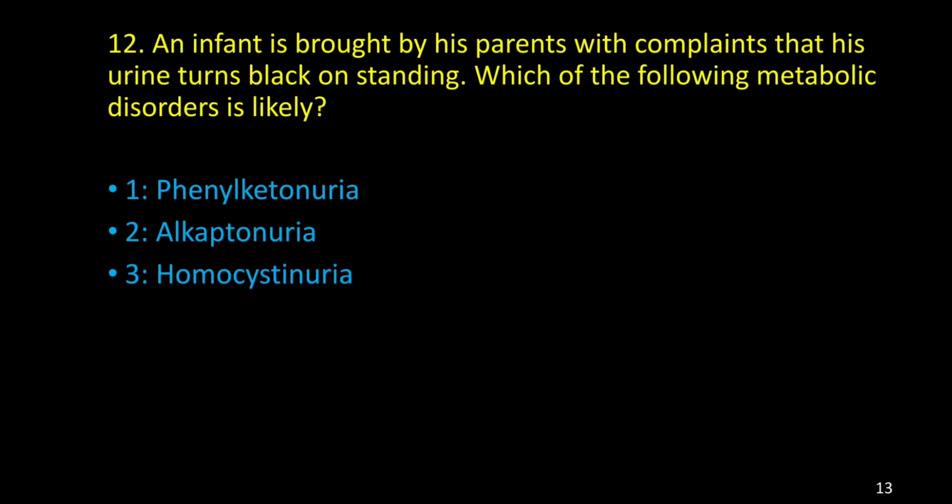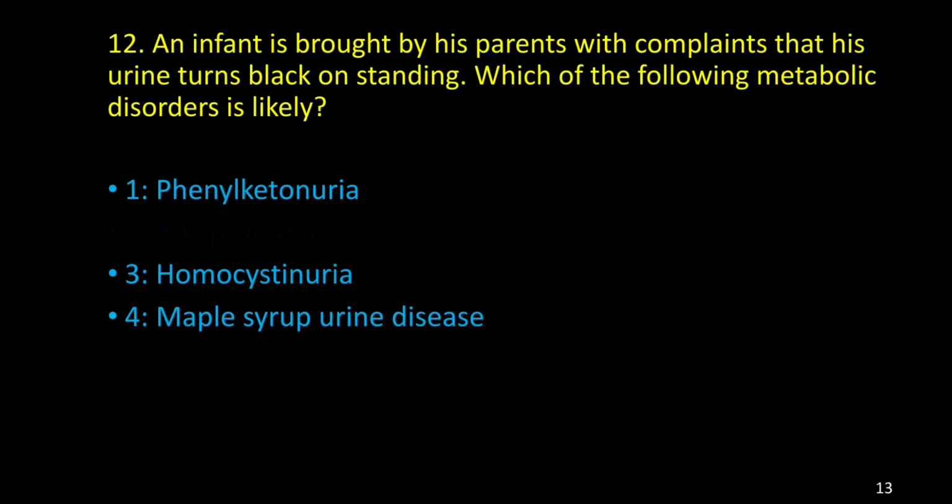The other option, homocystinuria, is related to cysteine and methionine metabolism. Maple syrup urine disease, that is MSUD, is related to branched chain amino acid metabolism. So the right answer is definitely alkaptonuria. Whenever a particular hint is given, you have to choose according to that hint to pick the right answer.